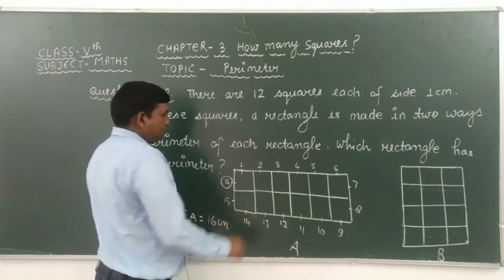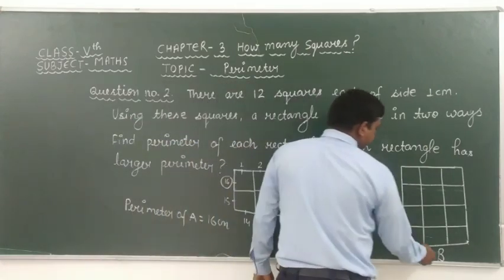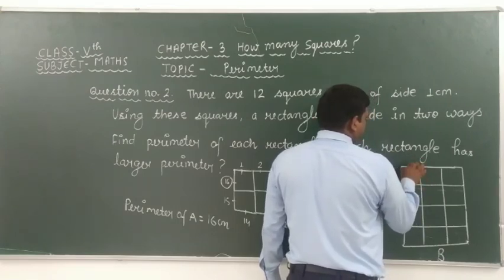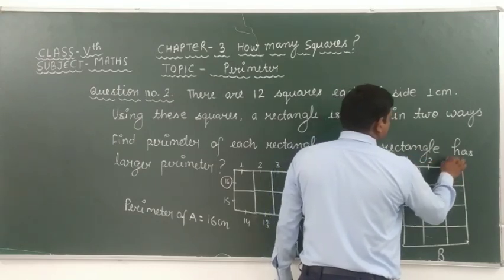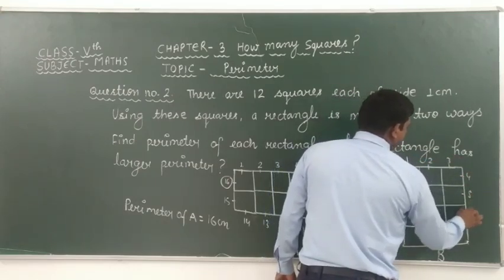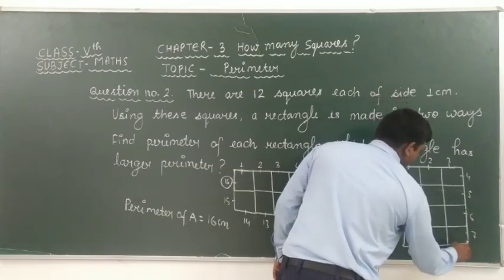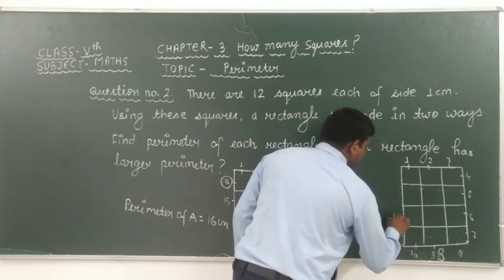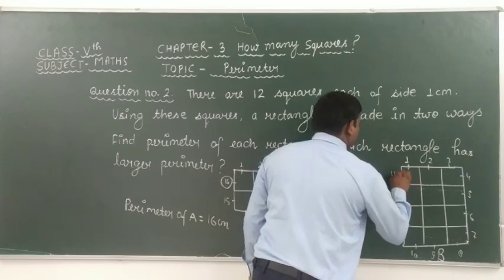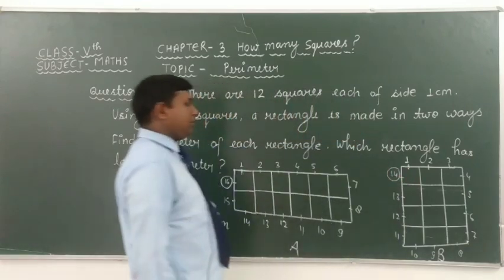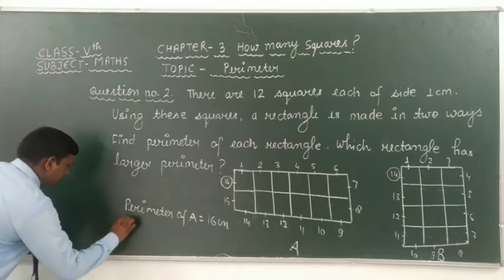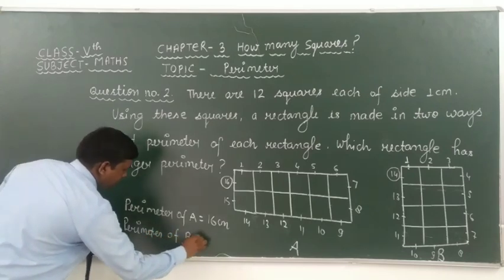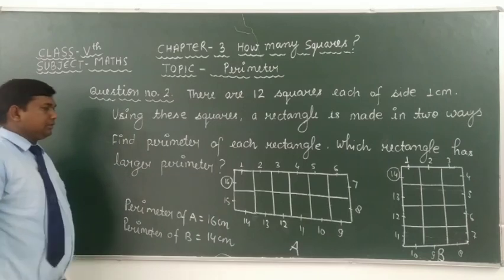Okay, students? And in this figure, now let's start the counting from here. 1, 2, 3, 4, 5, 6, 7, 8, 9, 10, 11, 12, 13, 14. And here in the last we get 14. It means that the perimeter of B is equal to 14 centimeter.